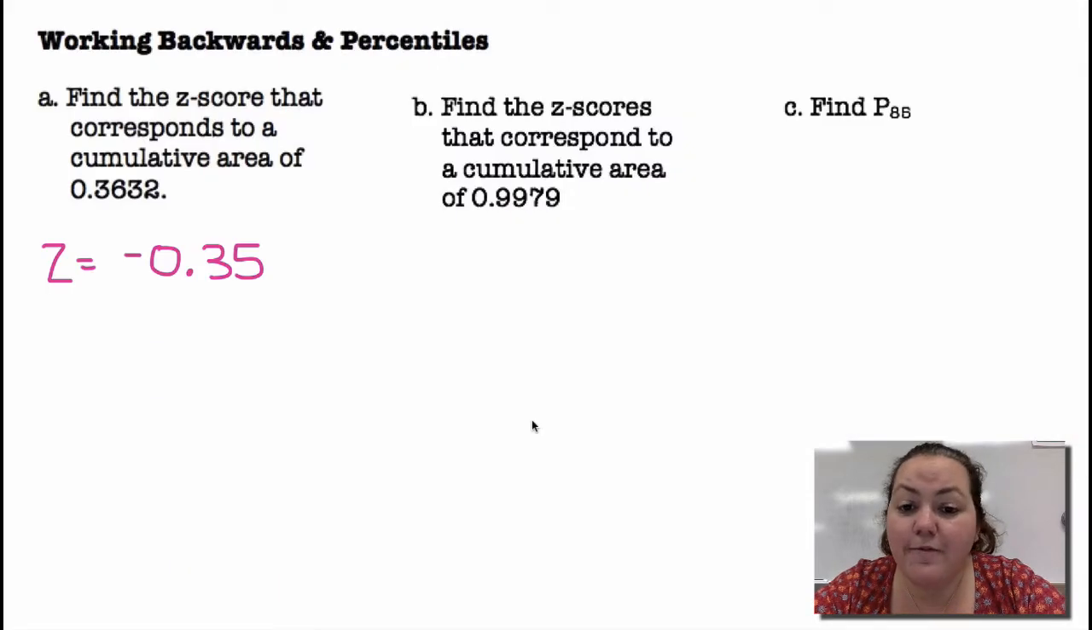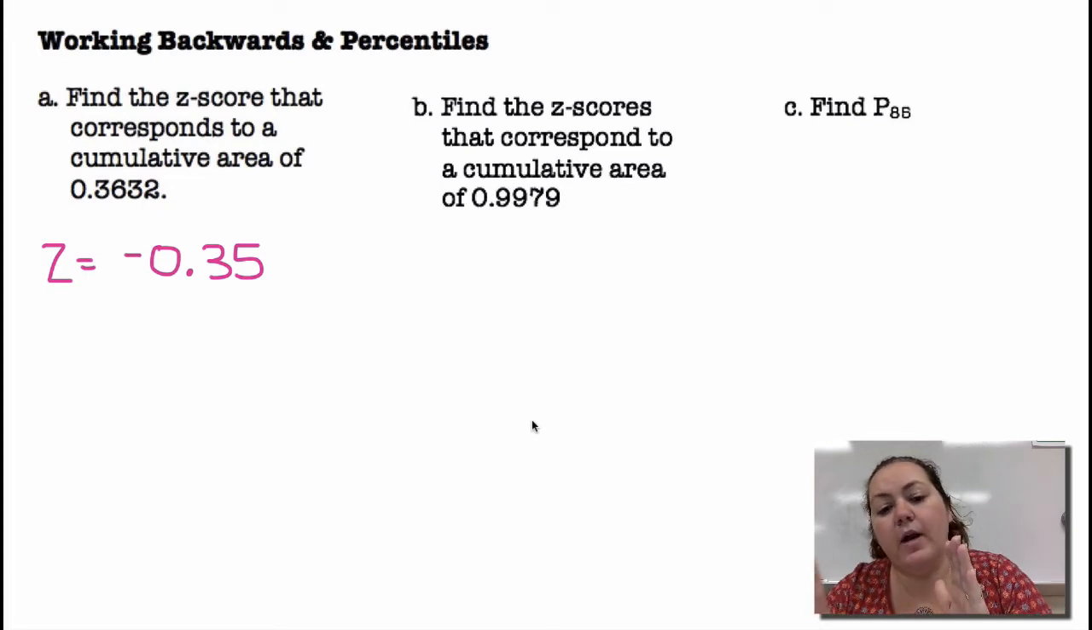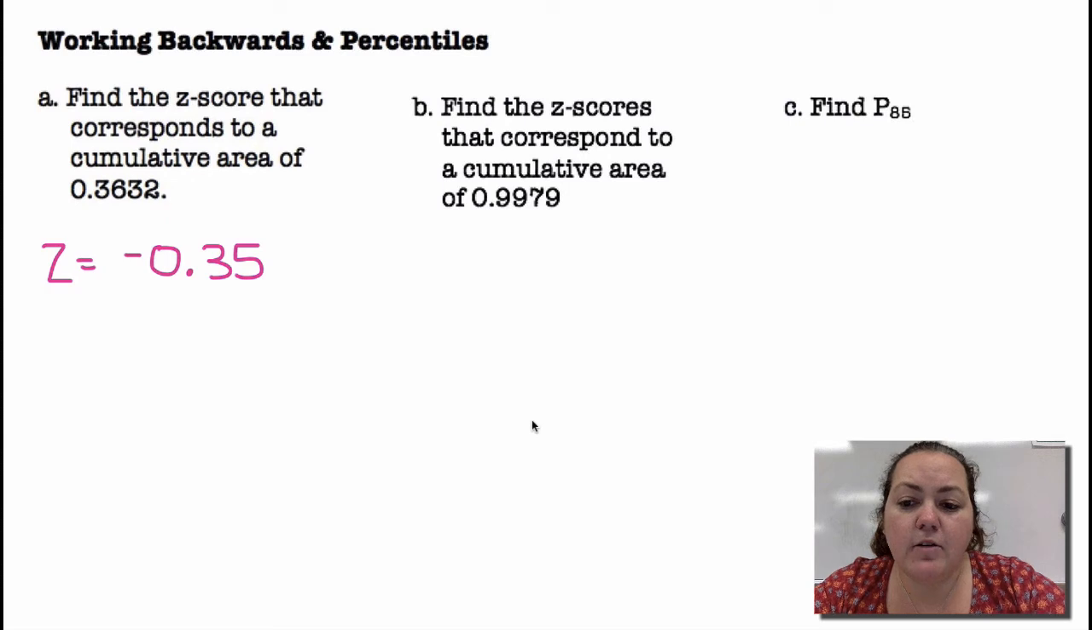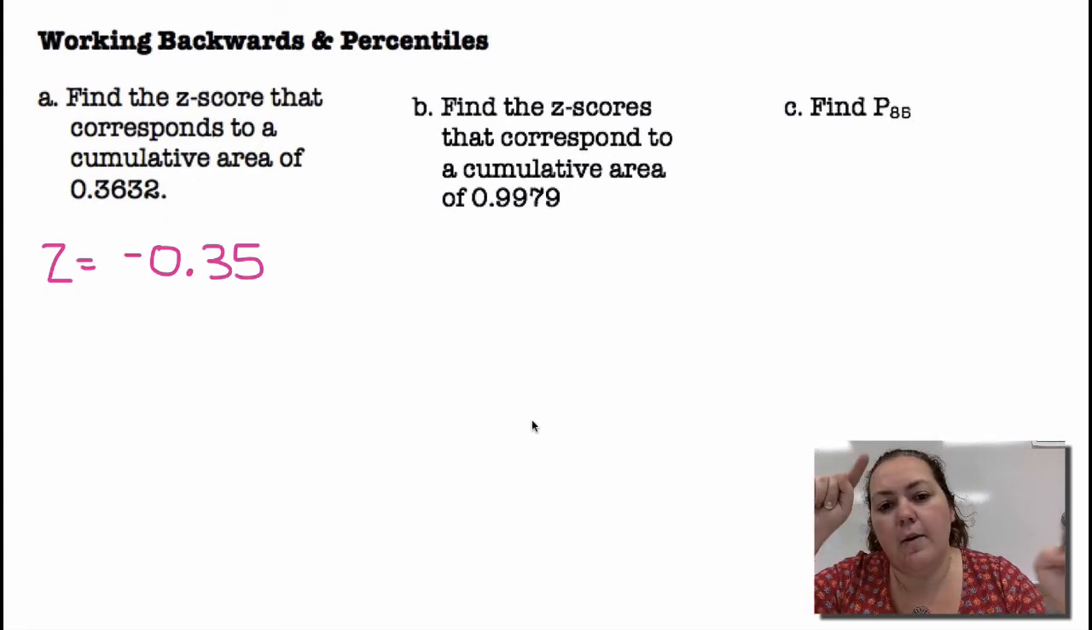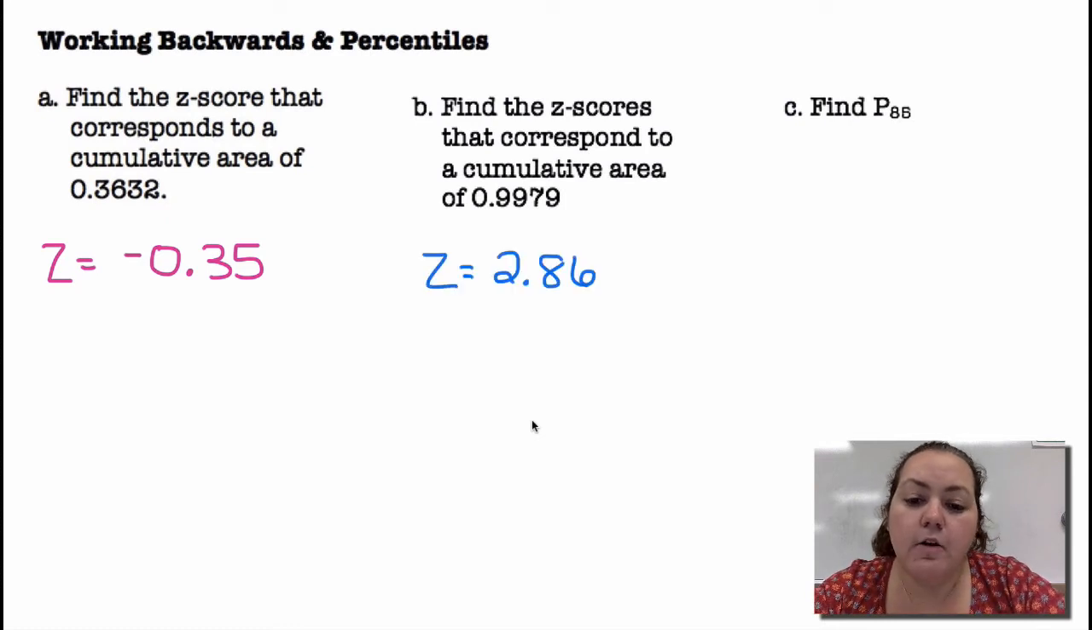All right, the next one: find the z-score that corresponds to the cumulative area of 0.9979. If the area under it is bigger than 50%, you're going to be looking at the right side table on your table worksheet. If it's below 50%, you're going to be looking at the left one. So I'm looking in the middle section for 0.9979. If that value is not there exactly, you'll pick the one that's closest, and then you go over and up and find the z-score that corresponds. For this one, it was 2.86.